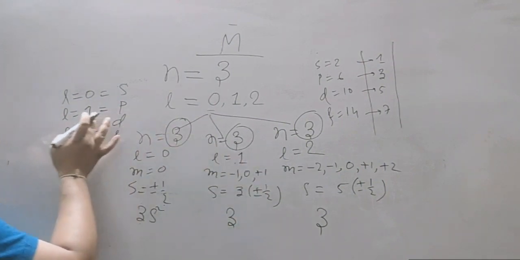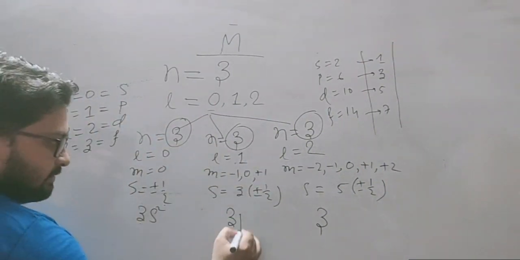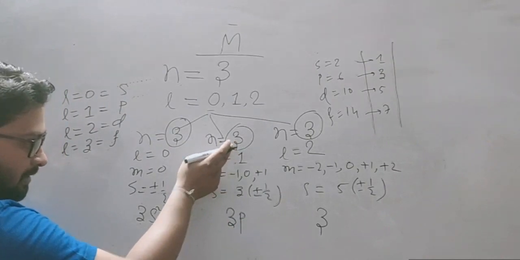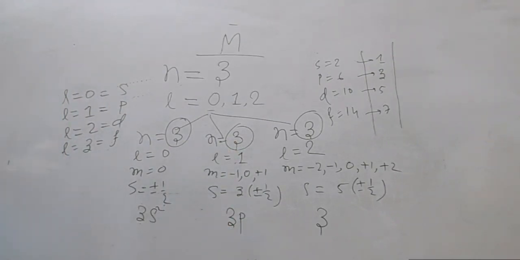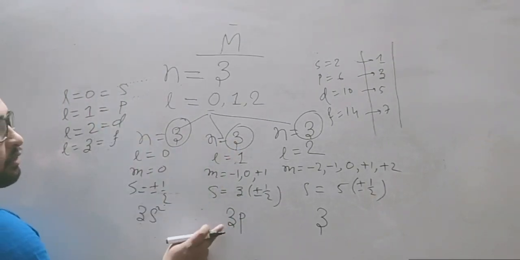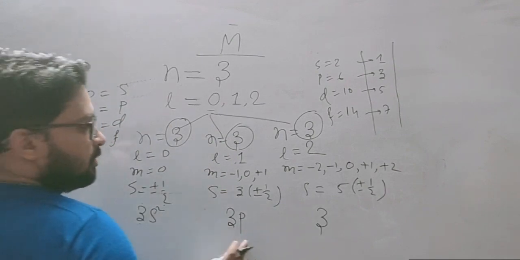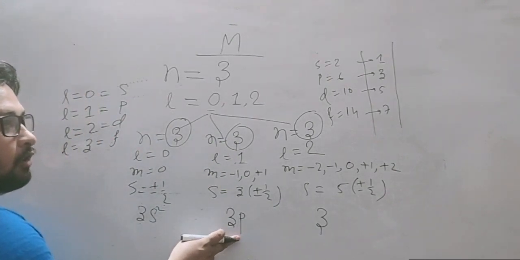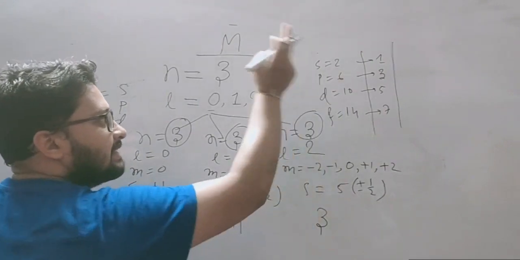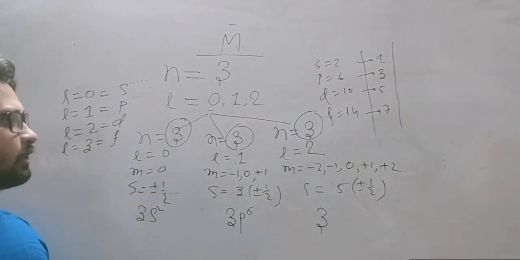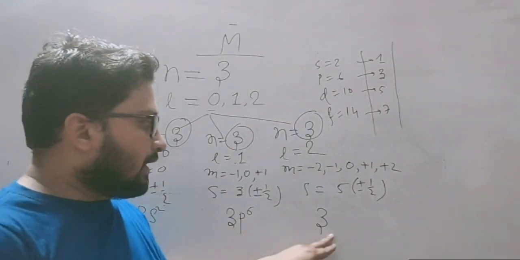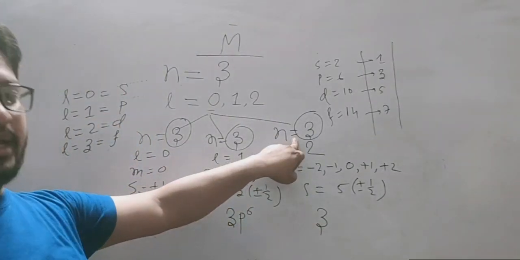For l is equal to 1, that means p, that is 3p. Why 3? Because the value of n is equal to 3. 3p means p can hold only 6 electrons, so you can write 3p6. Why 3? Because the value of n is equal to 3.